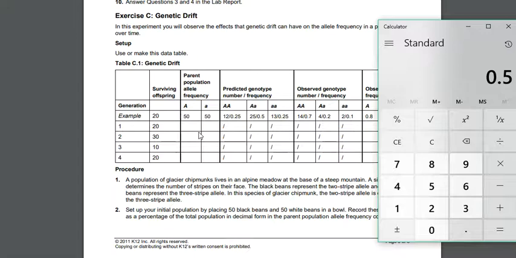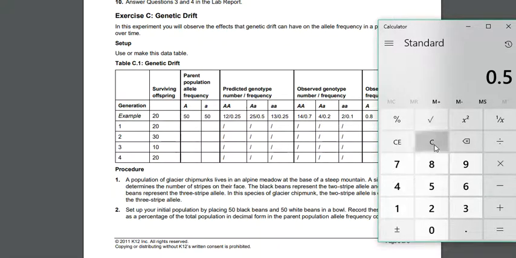To figure out how many numbers in a population that's going to be, we are going to take the number of individuals that we have, which is 50. Again, that's based on the fact that they're telling us to do 50 black beans and 50 white beans. Each bean represents an allele. Each chipmunk has 2 alleles per genotype. So that means there's 50 individuals.